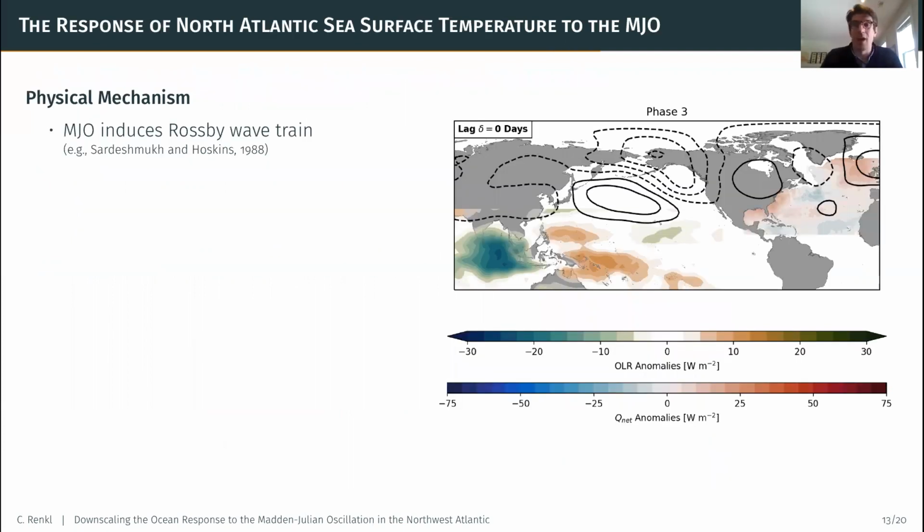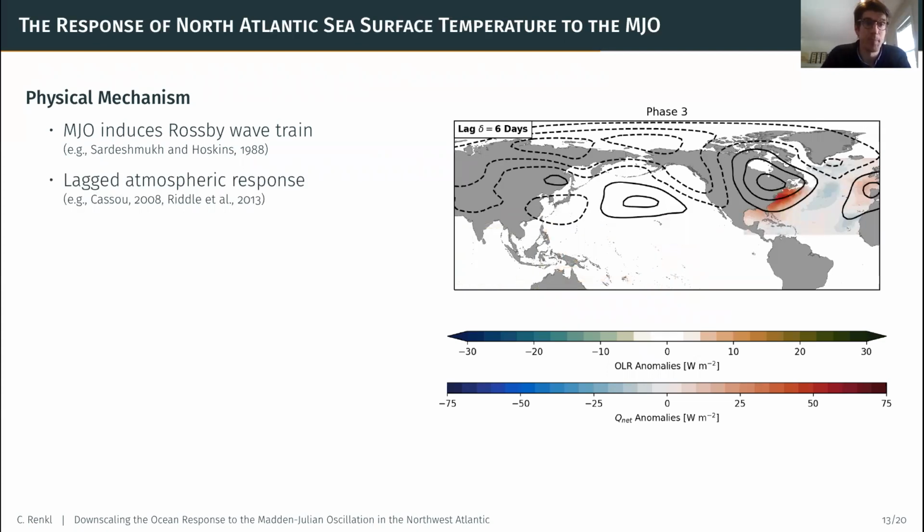So how does it all tie together? This is where we go back to the physical mechanism and look back at the Rossby wave train that is induced by the MJO in the tropics, illustrated here by the anomalies of the 500 hectopascal geopotential, propagating from the source region of the MJO, shown here by the outgoing longwave radiation. Now I'm flipping forward in time.